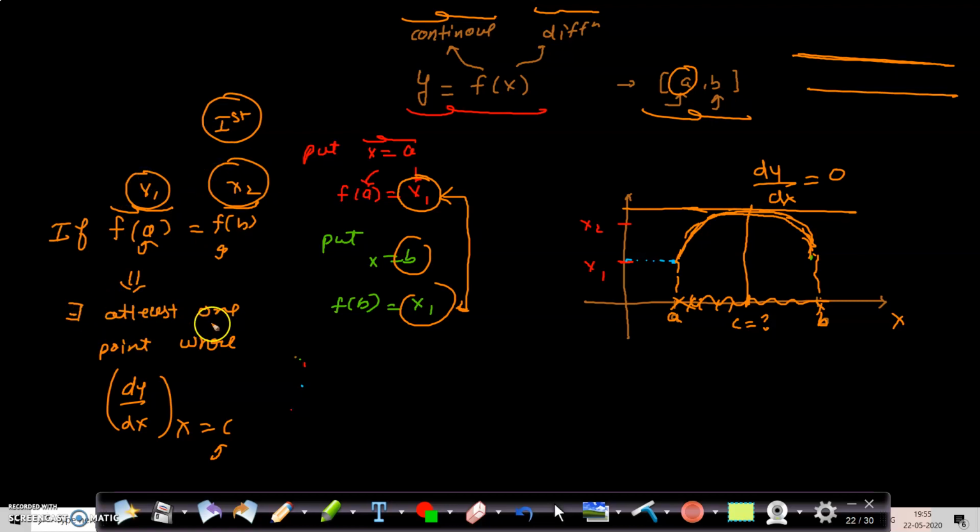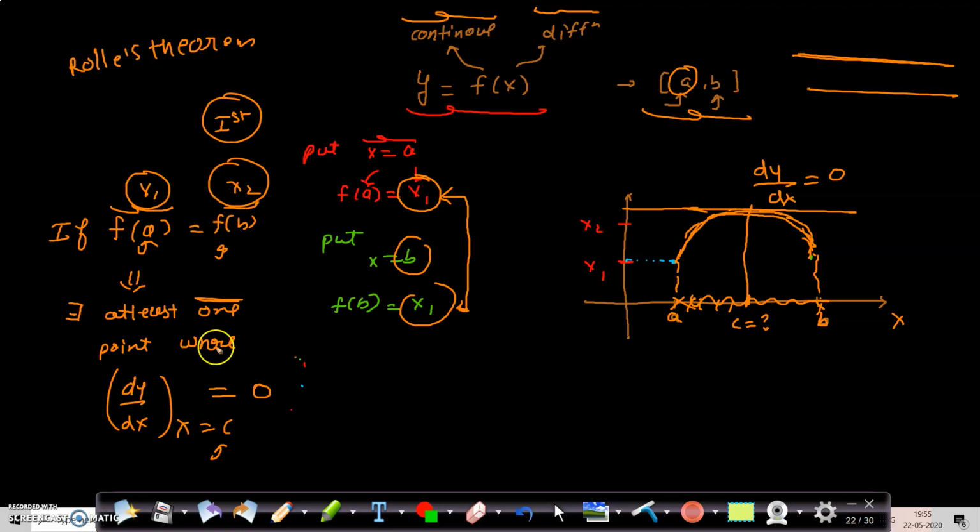There exists at least one point. More than one point could be there, we don't know. Okay, but at least one point will be there where the derivative is going to be 0. That is the conclusion. That is Rolle's theorem. Okay, so that is one thing you can conclude from here.